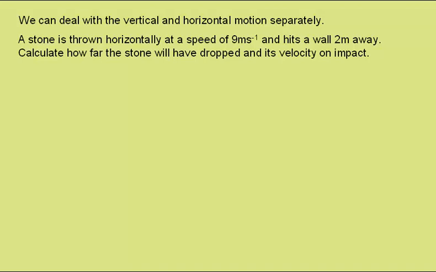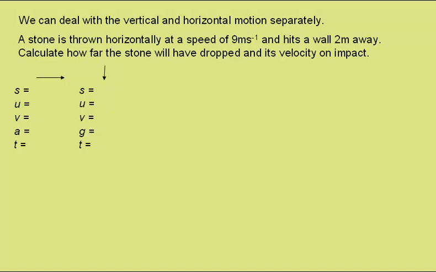A stone is thrown horizontally at a speed of 9 meters per second and hits a wall 2 meters away. Calculate how far the stone will have dropped and its velocity on impact. Well, as with all constant acceleration problems, I'll start by writing down suvat, but I'm going to specify that this is in the horizontal direction. I'll also write down suvgt, where the acceleration is the acceleration due to gravity g. This, I'll specify, is in the downwards direction.